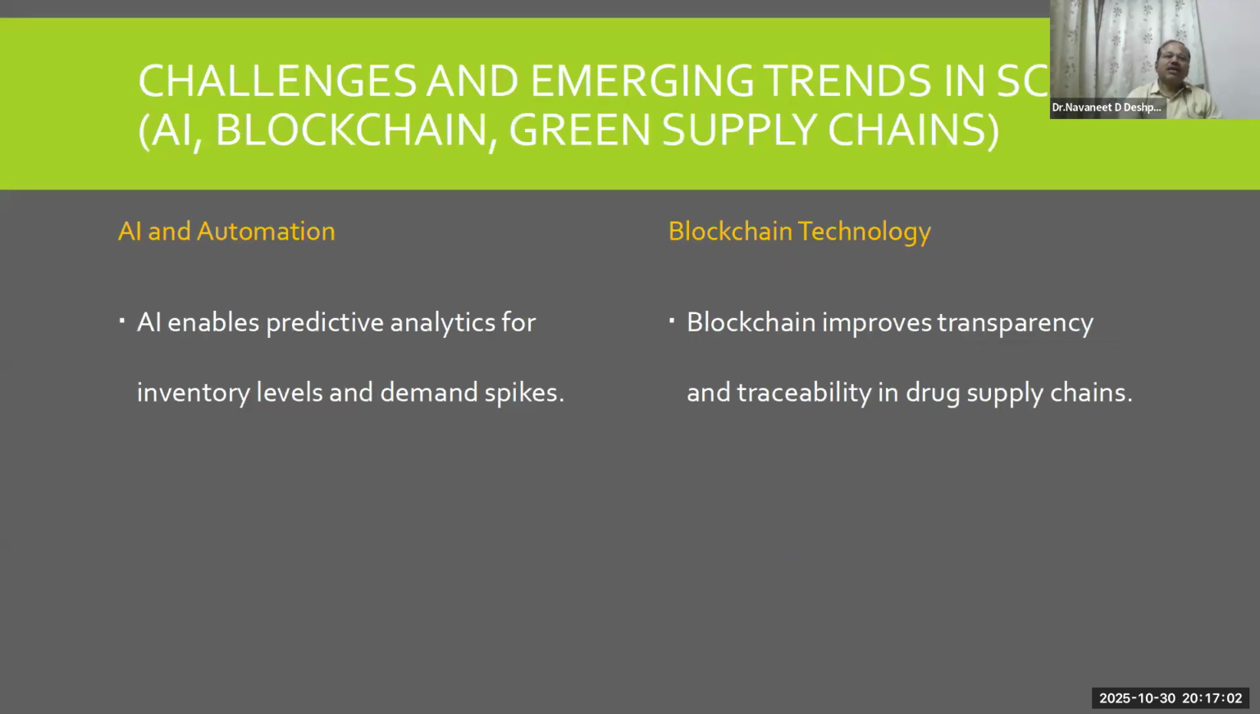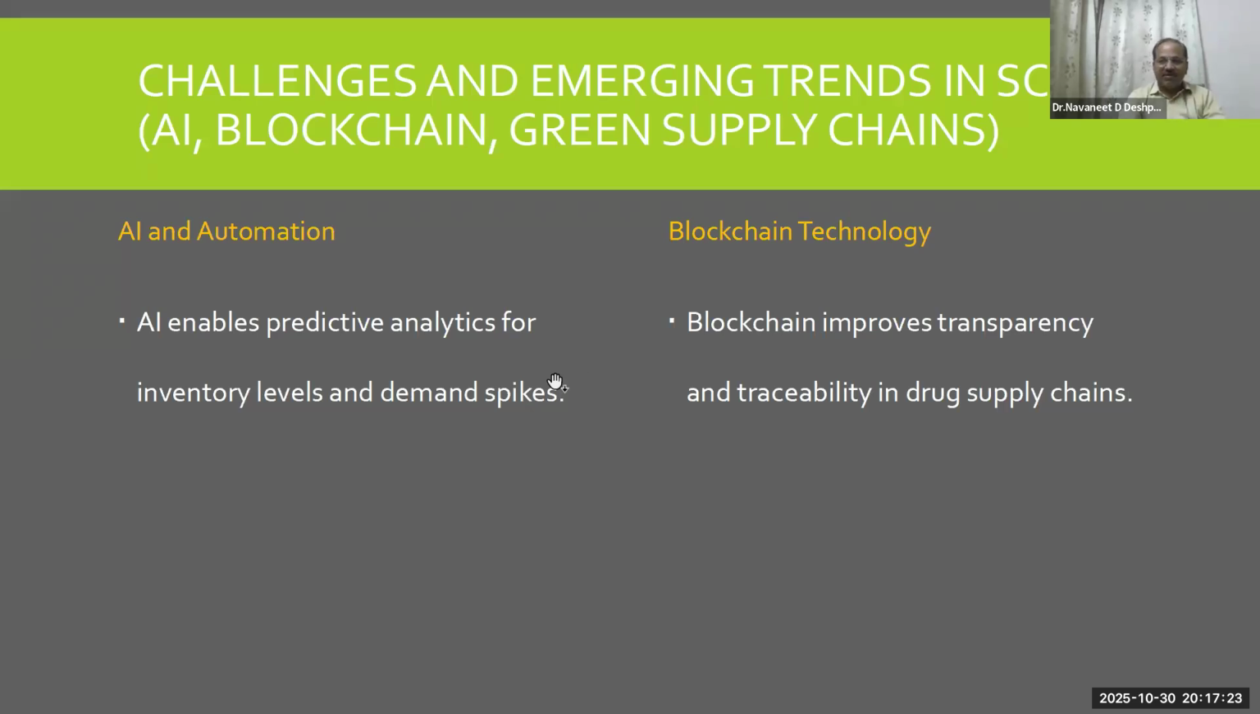And next comes AI and blockchain. So AI is helping you to have predictive analytics for inventory levels and demand spikes. In managing the inventory within the supplies, AI helps you to predict demand. It cannot suddenly improve the services, but it can gather some information and tell you what kind of predictive analytics can happen in the future.